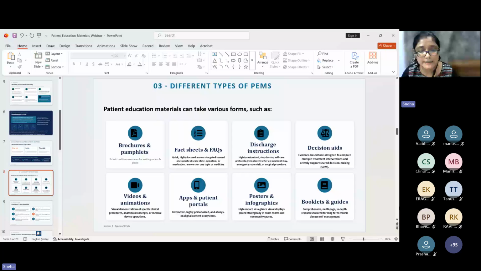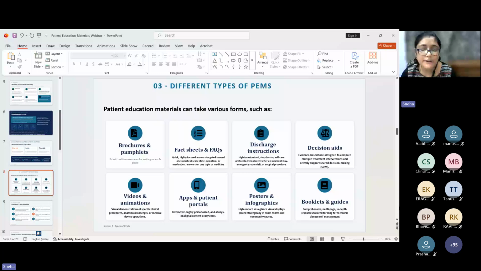They're highly customized, in the sense that each patient gets different discharge instructions. These are step-by-step self-care protocols given directly after an inpatient stay, an emergency room visit, or a surgical procedure. Then decision aids, evidence-based tools designed to compare multiple treatment interventions and actively support shared decision making. There are videos and animations, visual demonstrations of specific clinical procedures, anatomical concepts, or medical device operations. Apps and patient portals.